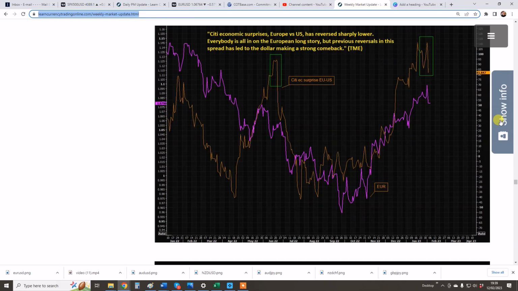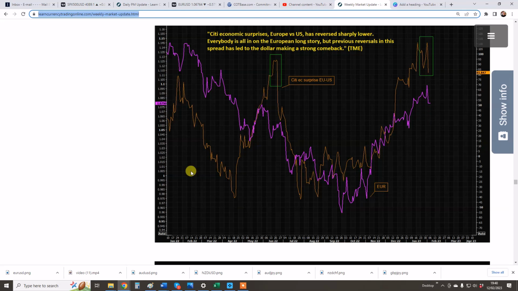about the economy. This is the Citi Economic Surprise Index, Europe vs US, i.e. how much data surprises above forecast. And this is a note from the TME. Everybody is all in on the European long story, but previous reversals in this spread have led to the dollar making a strong comeback. So basically, Eurozone data missing forecasts, USD doing better in terms of coming in above forecasts.